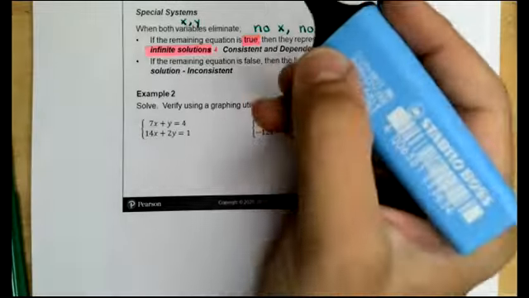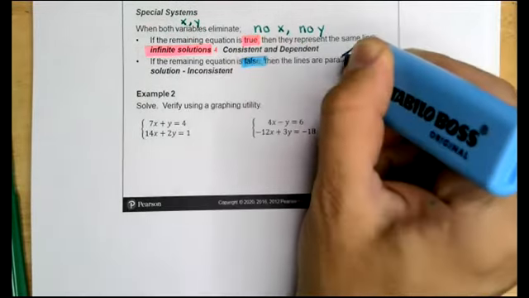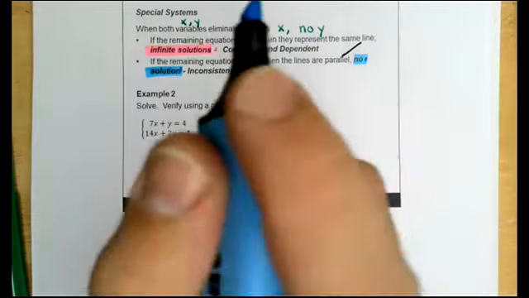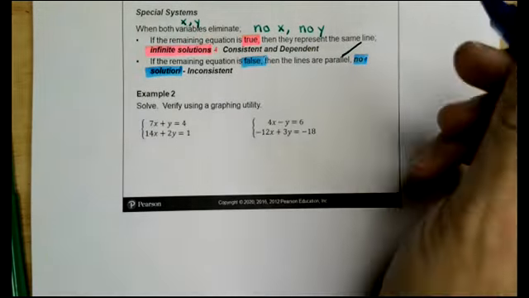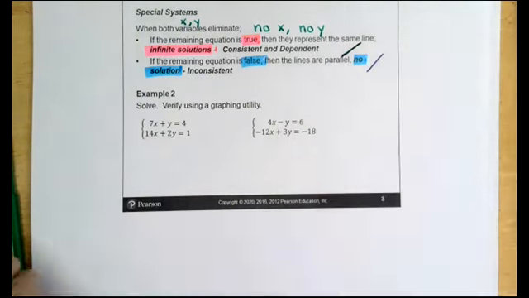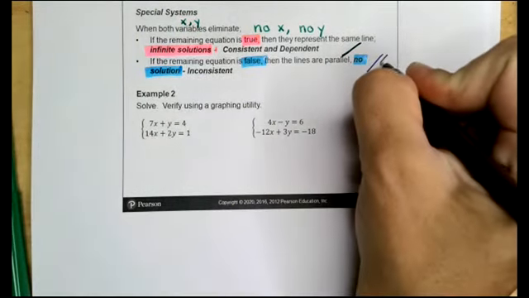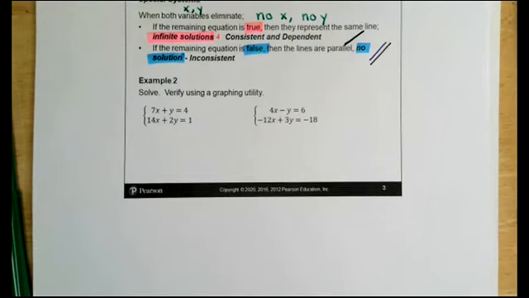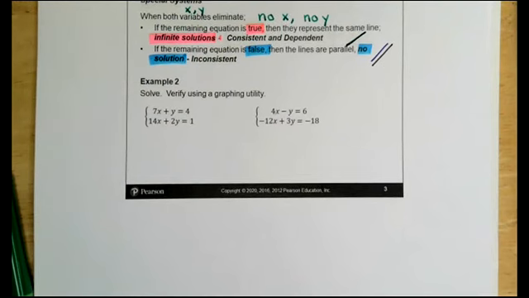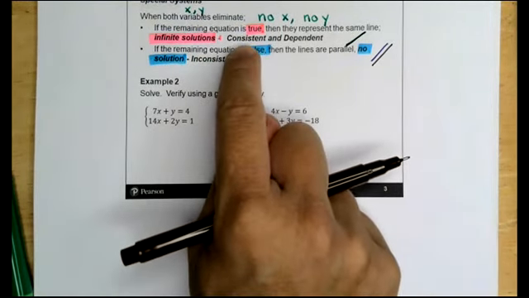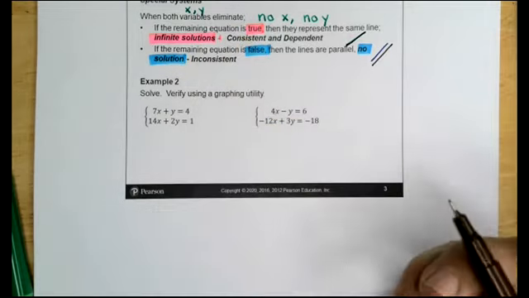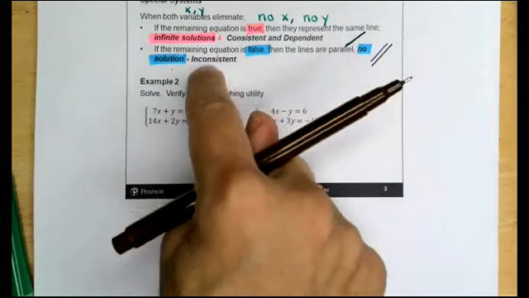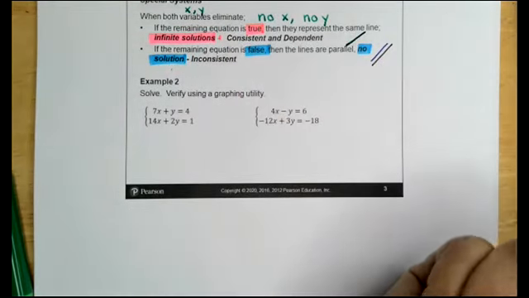If both variables eliminate and the equation is false, they are parallel, they have no solution, or they are inconsistent, okay? So that would be this guy right next to this guy. No solution, there's nowhere they will ever cross, okay? So let's see if these are special systems. And my math lab might ask you about consistent, dependent, and inconsistent. They just go with those. No solution is inconsistent. Infinite solutions is consistent. All right, I'm going to go down here and rewrite them.